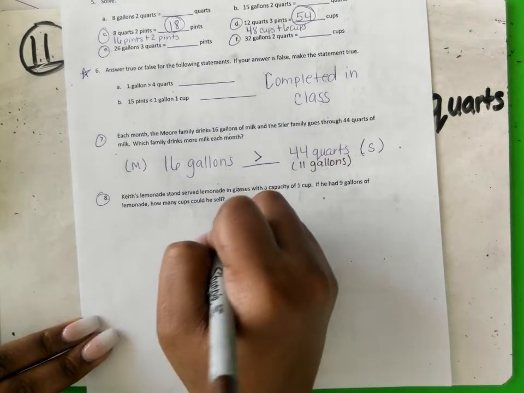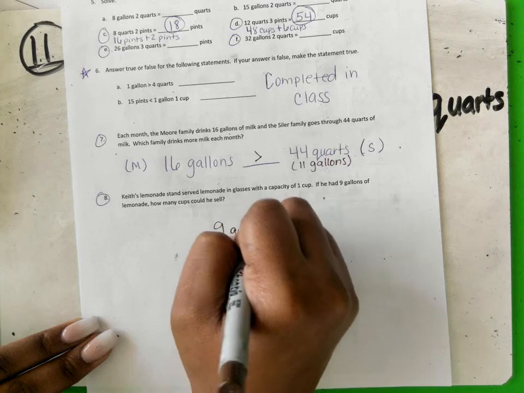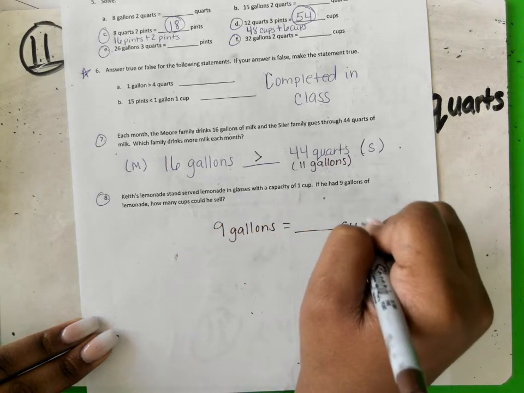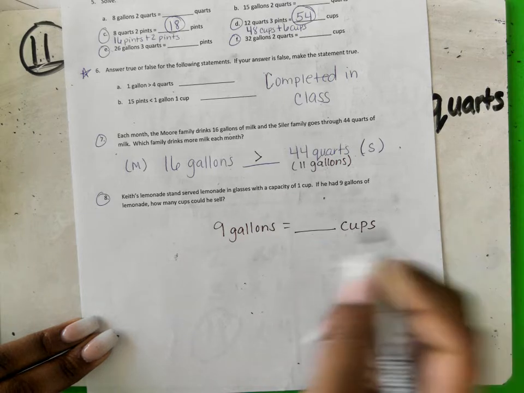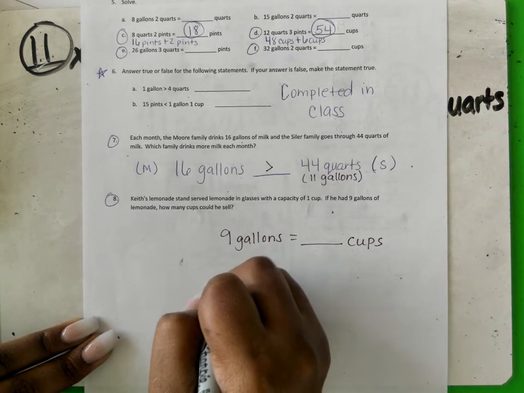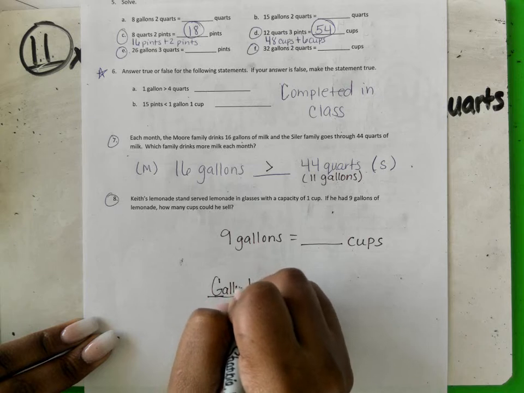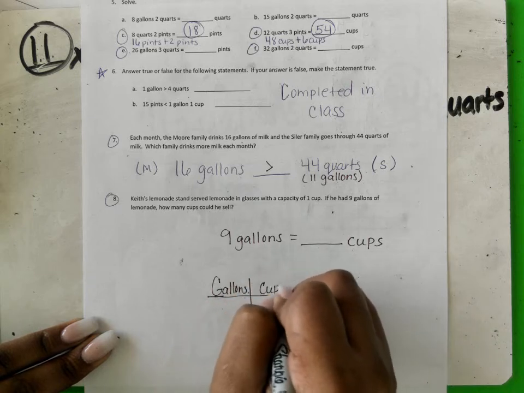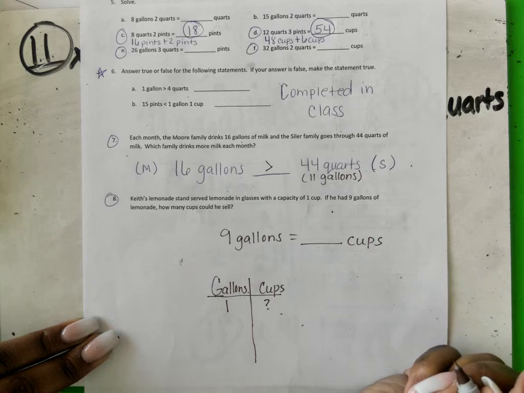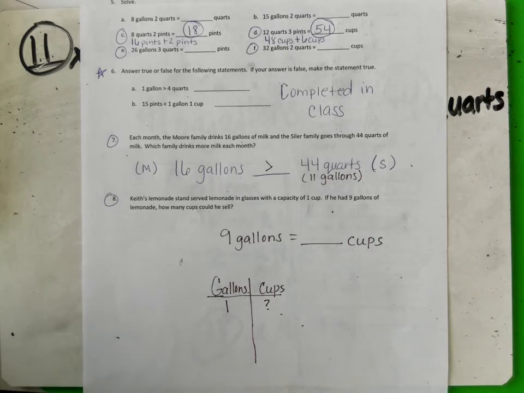Here you're just converting your 9 gallons into cups. So you need to figure out what is your conversion for gallons to cups. Okay? 1 gallon equals how many cups? And fill in your chart from there.